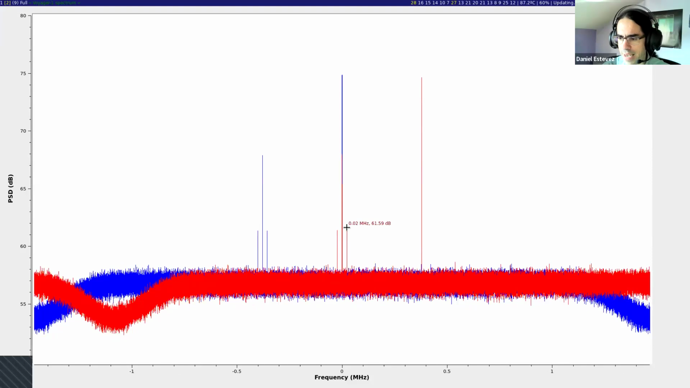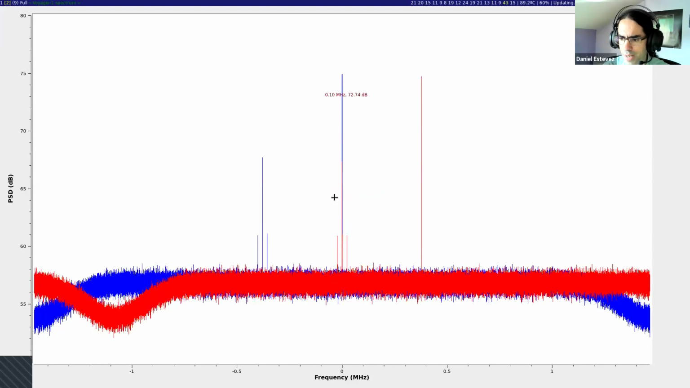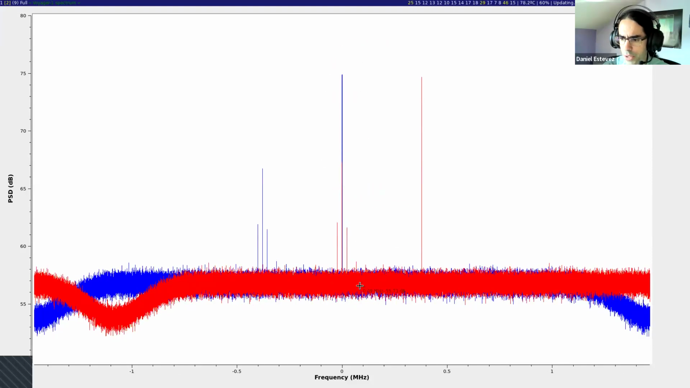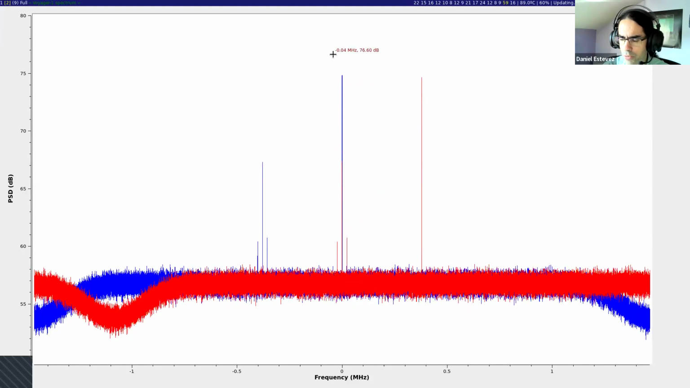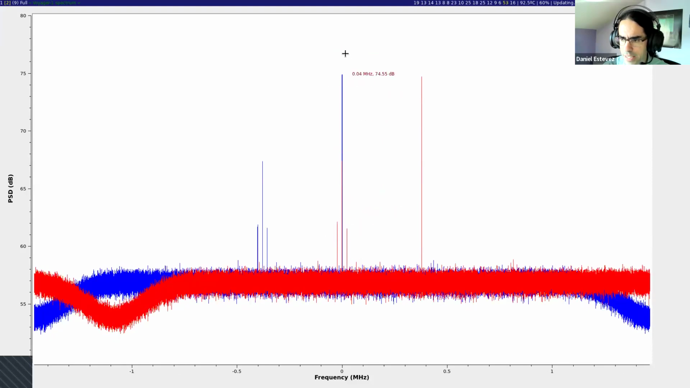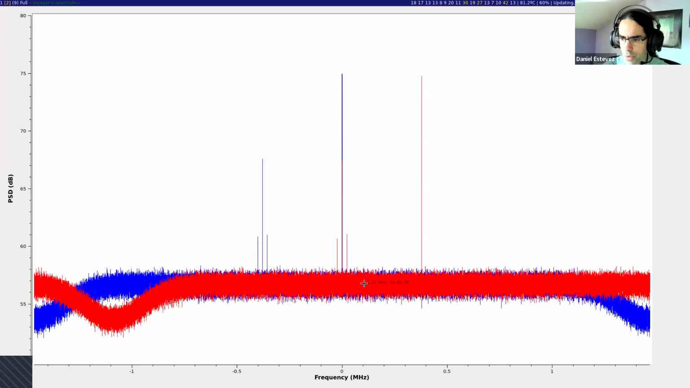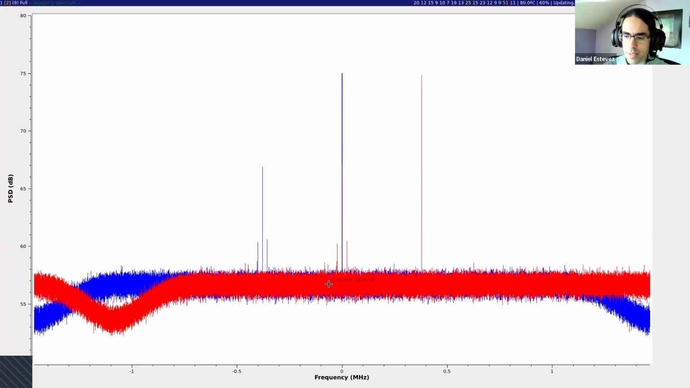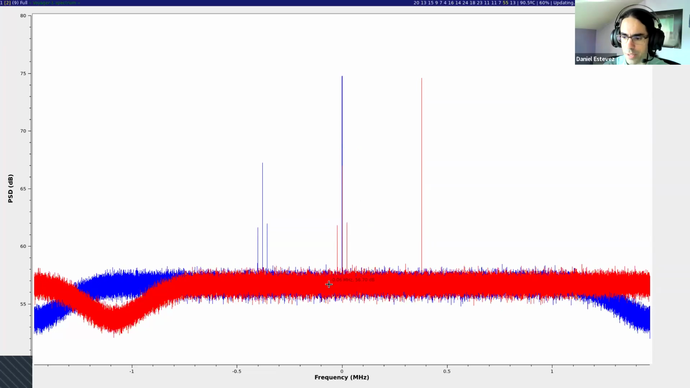Okay. Now the next thing we want to do is to filter out. We want to filter out to remove most of the spectrum except this central part where the signal is. And we also want to decimate. Decimate means reducing the sample rate.